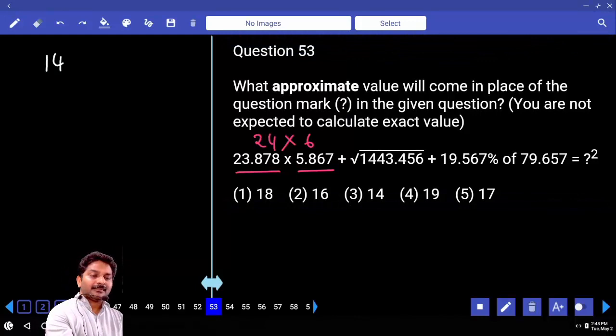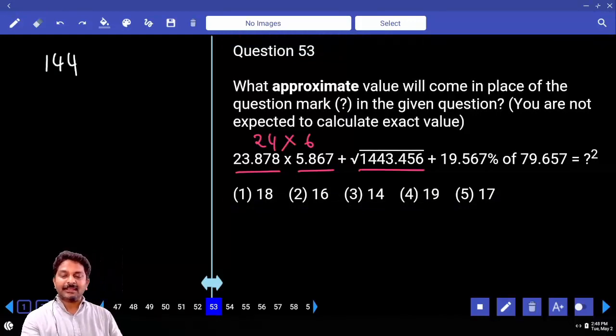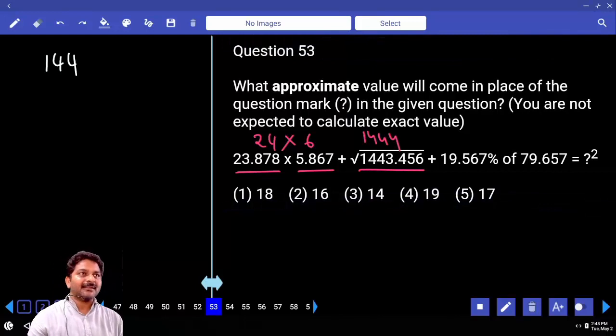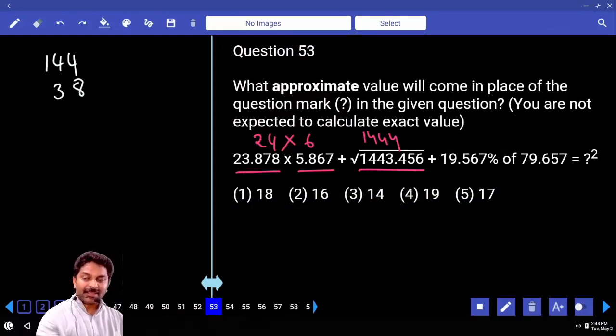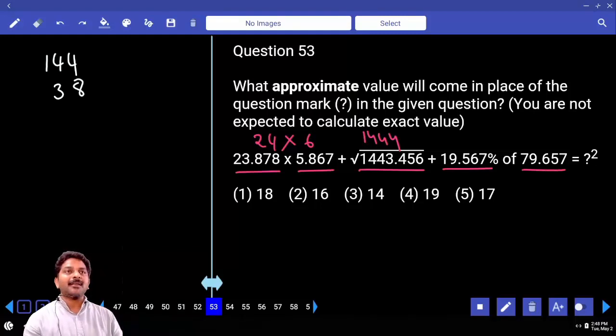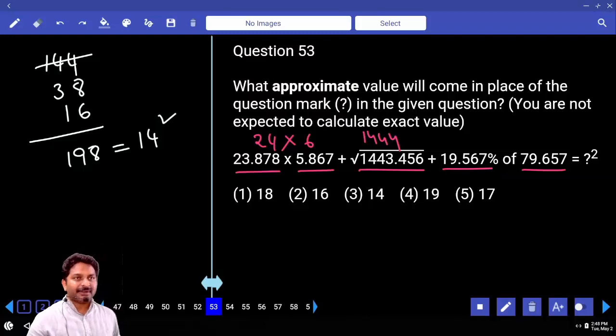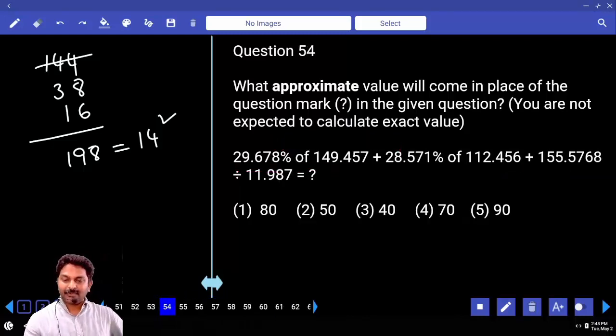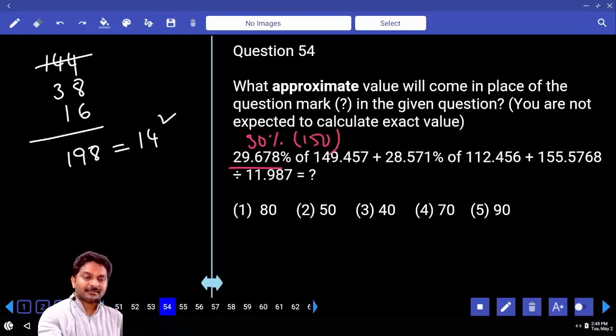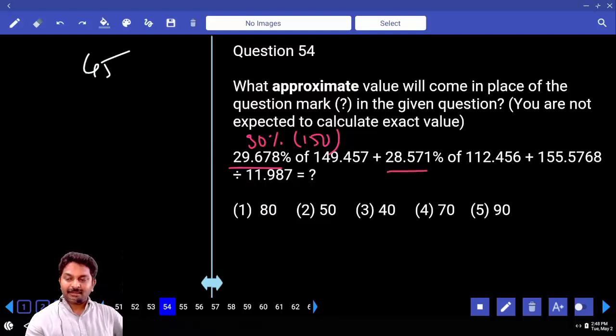ఎంత? 140 ఏంటి? 1448 కదా. ఎంత? 38. ఎంత పర్సెంట్? అపాన్ హౌ మచ్? 16. అంతేనా? సమ్ ఆఫ్ దీస్ టూ. 160 plus 38, 198. Under root value, which number square? Approximately 14 square. What percent? 30%. Upon how much? 45.